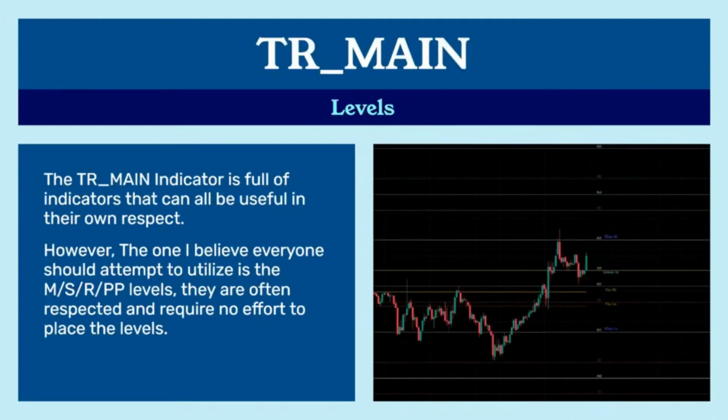Moving on to the next one, this one is a specific indicator. It's called TR_main, right? That's the name of the indicator. You can look it up. If you want me to send it to you directly, you can DM me.